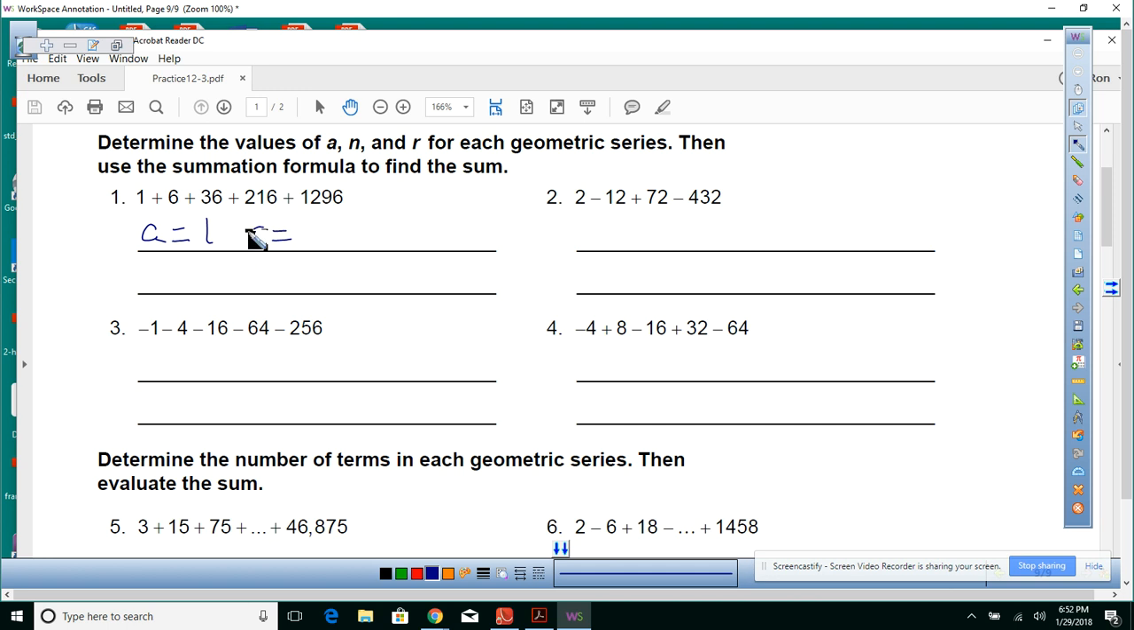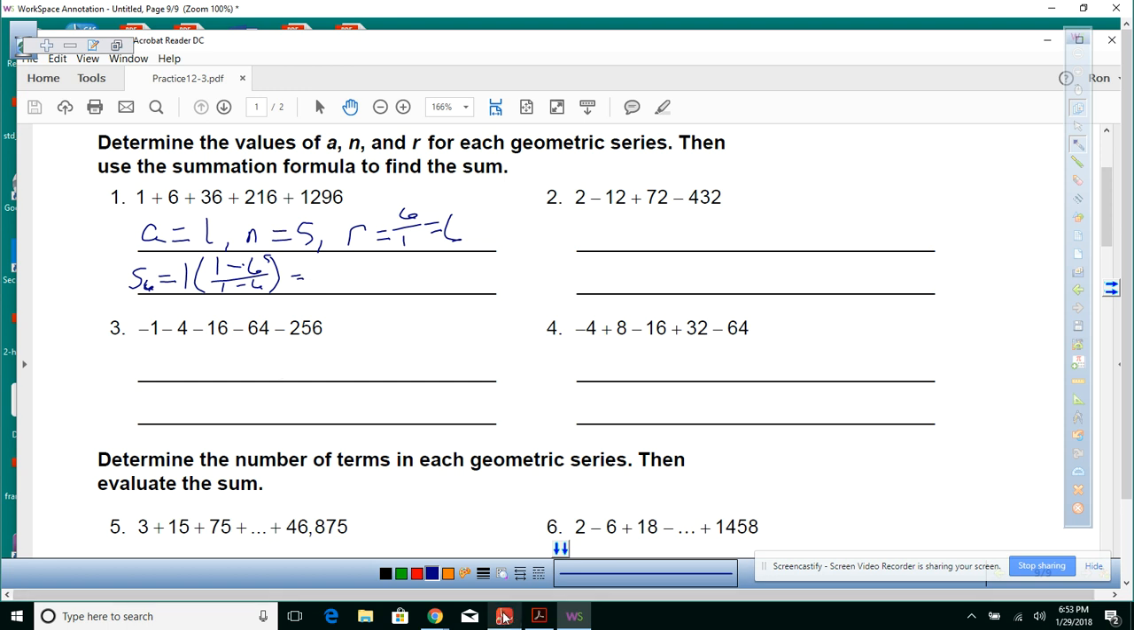What does R equal? Well, let's just go ahead and do N. It said N second, so N is 1, 2, 3, 4, 5. So N is 5. And R equals 6 divided by 1, which is 6. Okay. So what is the sum? S of 6 equals, and then we got 1 times 1 minus 6 to the 5th power over 1 minus 6.